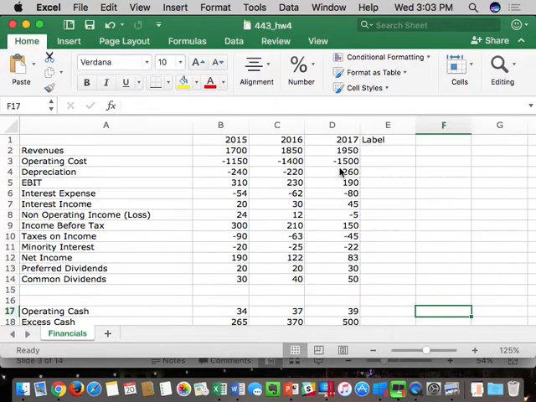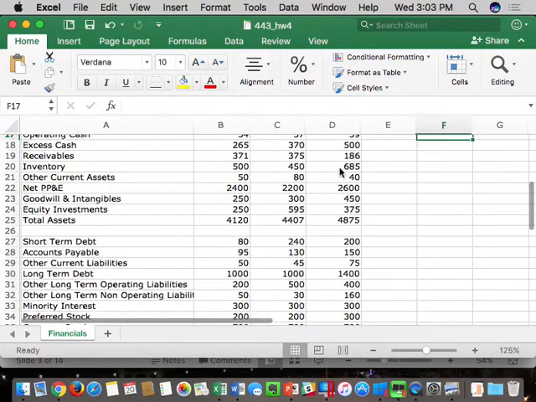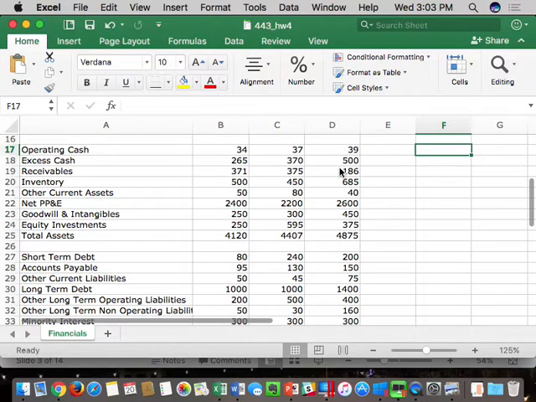All right, let's talk about the balance sheet. Okay, scroll down. Operating cash. Notice I've separated it out. What's operating cash? 1. Excess cash, 2. That's the non-operating cash flow. This is what I talked about splitting them out in the last class. All right. Accounts receivable, 1. Inventory. New account. Other current assets.